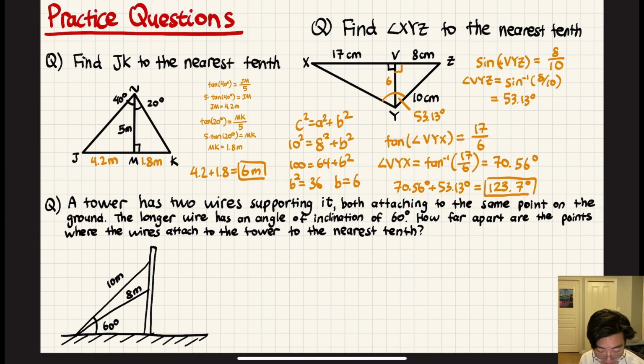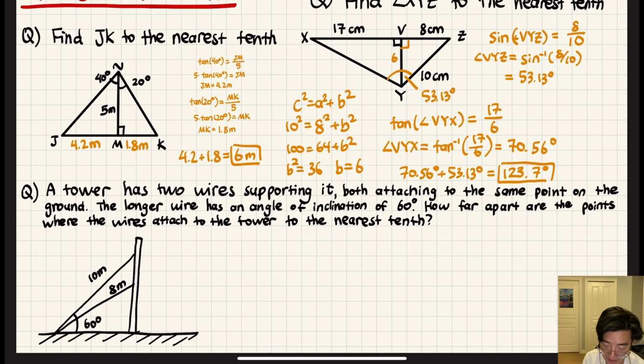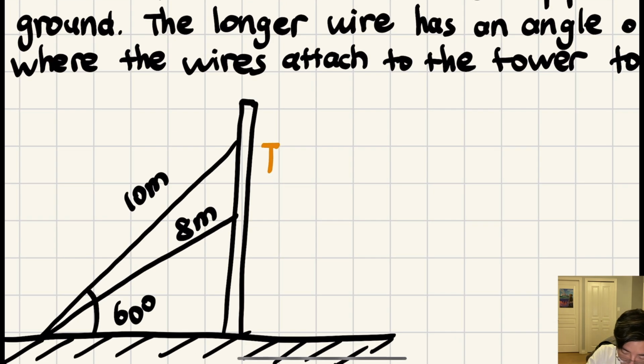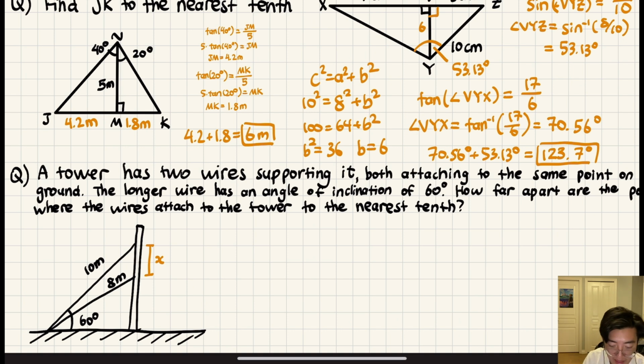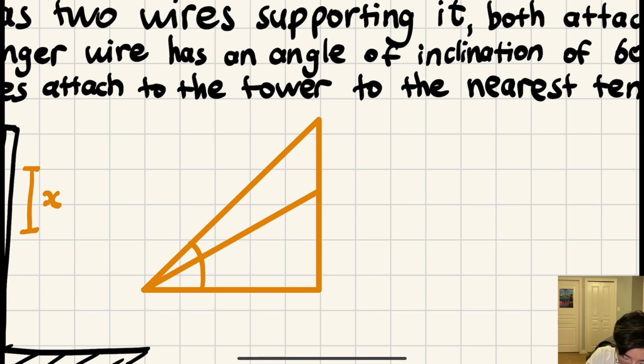And now lastly, here's a word problem. So we got a tower with two wires supporting it, both attached to the same point, and I want to find out how far apart the wires are. So we're trying to find this distance right here. And we can import that into a diagram. So it looks something like that, where this whole angle together is 60 degrees.